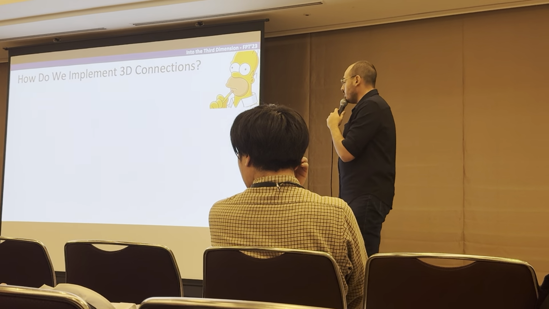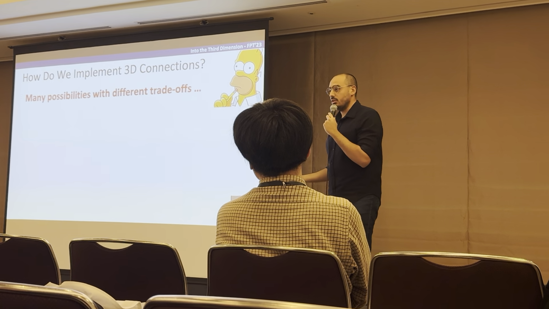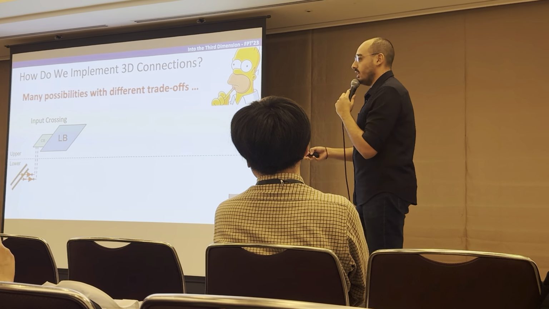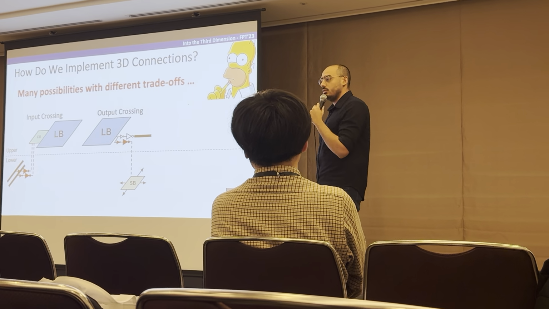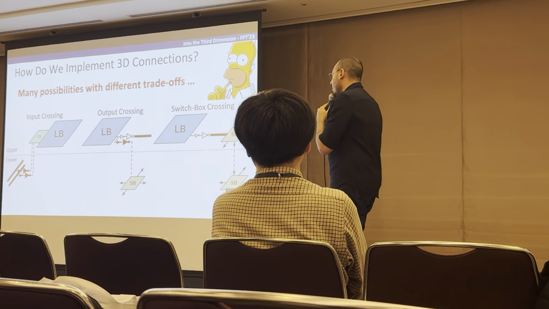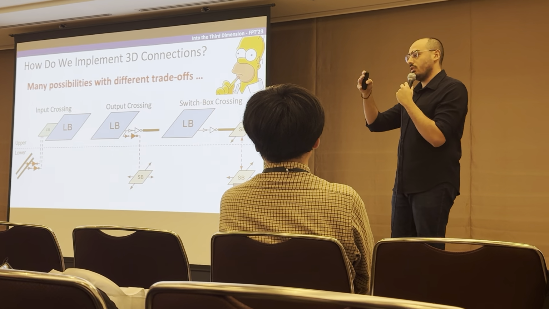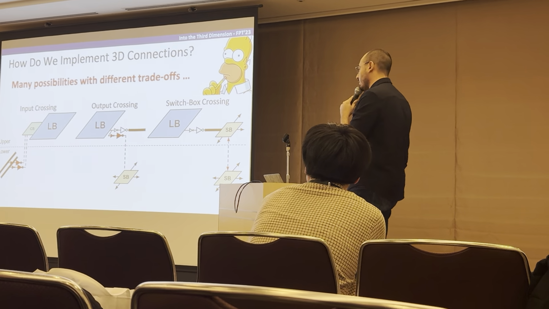Okay, so now we modeled the FPGA fabric, but we need to think about how we implement those 3D connections between the two dies. There are so many possibilities, and there are a lot of trade-offs between them. For example, signals can cross between dies at the input of FPGA blocks, or maybe the outputs of an FPGA block cross from the upper die to the lower die to connect to the switch box of the programmable routing. Or you can have something like a 3D switch box in the FPGA that gives you the full flexibility to cross from one die to the other at any intersection of routing in your FPGA.